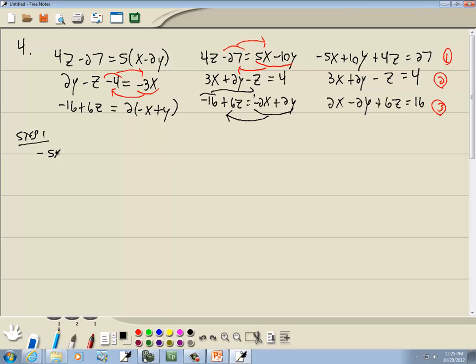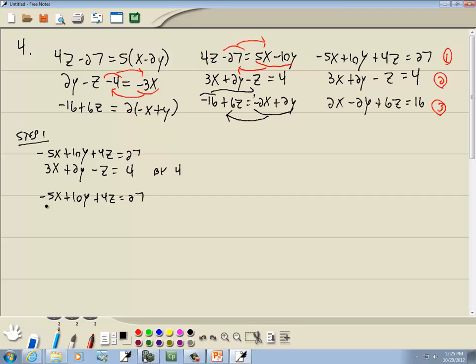So I got negative 5x plus 10y plus 4z is equal to 27. We got 3x plus 2y minus z is equal to 4. And this is 4z. If this was a negative 4z, then we could eliminate those. So I'm going to multiply the second equation by 4. So first equation remains as is. We got negative 5x plus 10y plus 4z is equal to 27.